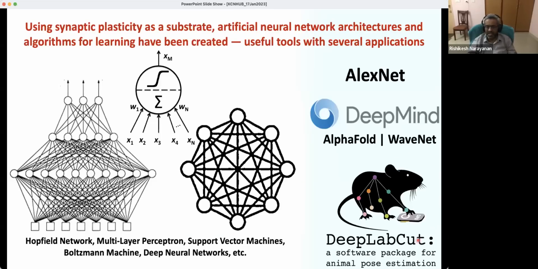Even within the neuroscience community, DeepLabCut, which is a software package for animal pose estimation and behavioral analysis, is very popular, and there is no question, as I mentioned, as to the utility or the success of these algorithms and networks from the perspective of how they can be used for analyzing neural data, or getting insights about neural data.